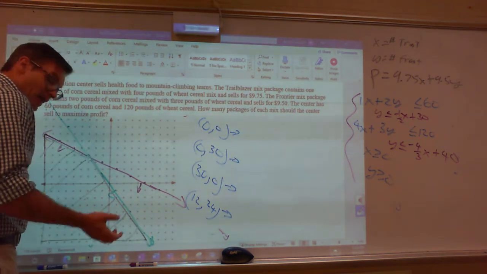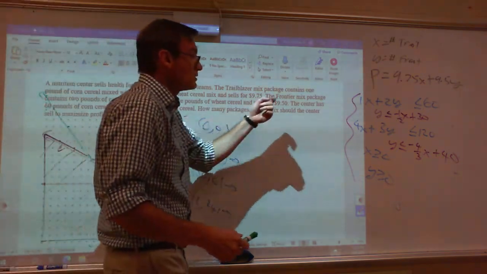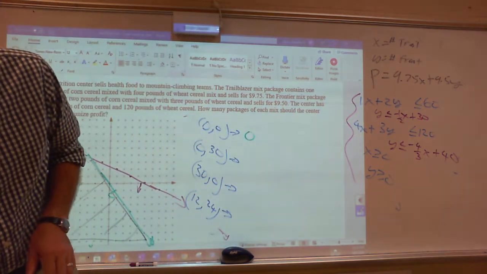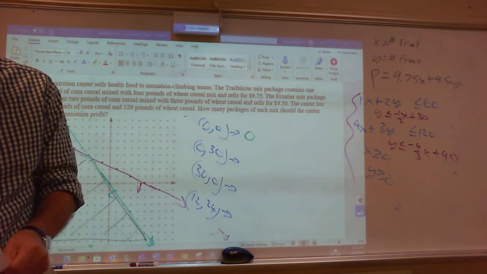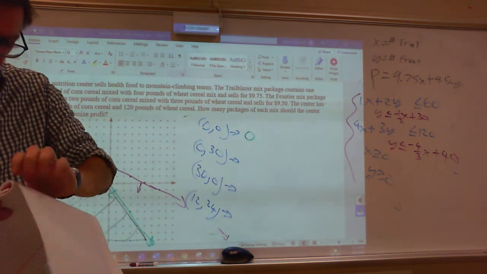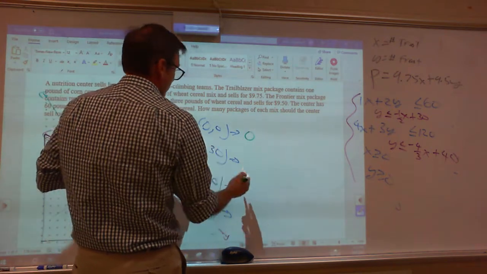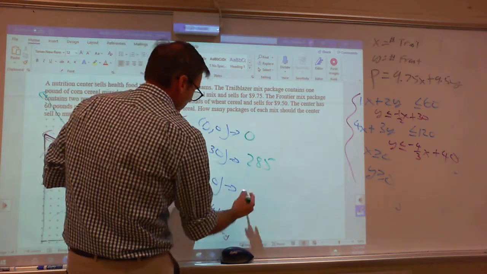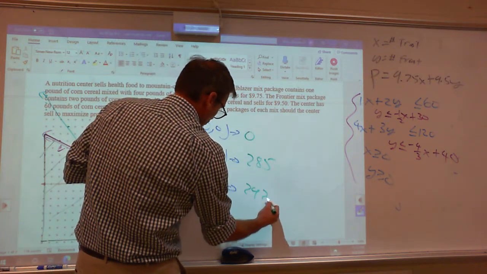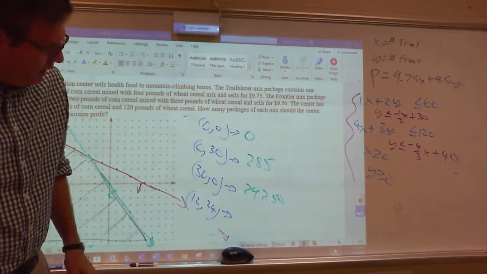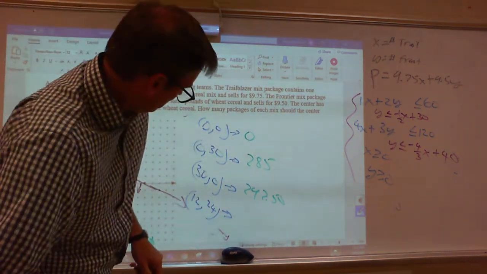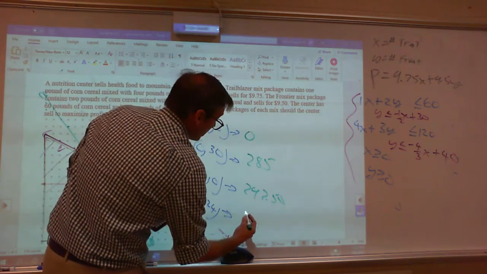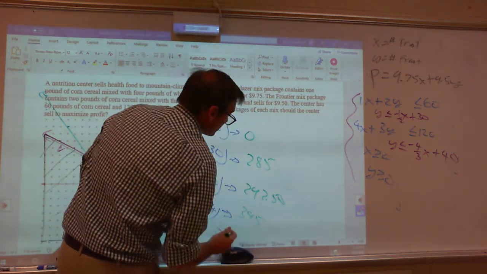Notice if I counted by twos, I have to continue counting by twos to come up with my coordinates. Now I'm going to plug each of these into this. When you plug in 0, 0, you get 0. If you plug in 0, 30, you're going to get $285. When you plug in 30, 40, you end up with $292.50. And when you plug this in, let me make sure I have this right, this is $345.